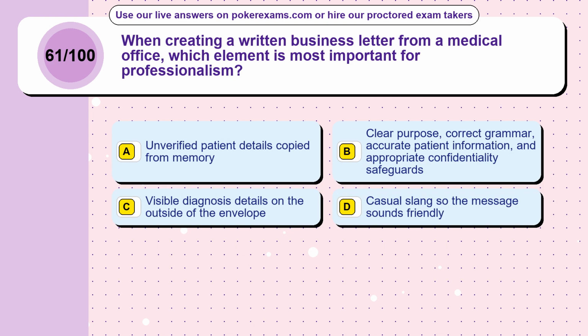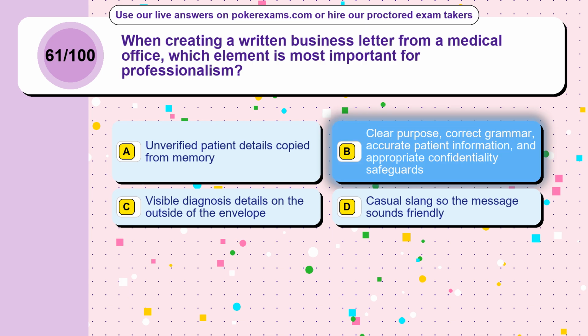Question 61. When creating a written business letter from a medical office, which element is most important for professionalism? Option A. Unverified patient details copied from memory. Option B. Clear purpose, correct grammar, accurate patient information, and appropriate confidentiality safeguards. Option C. Visible diagnosis details on the outside of the envelope. Option D. Casual slang so the message sounds friendly.